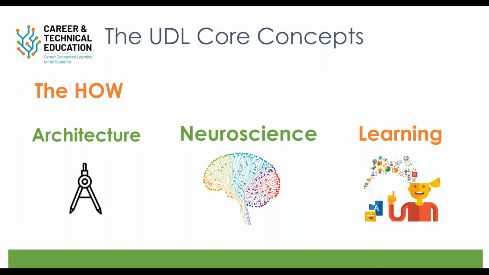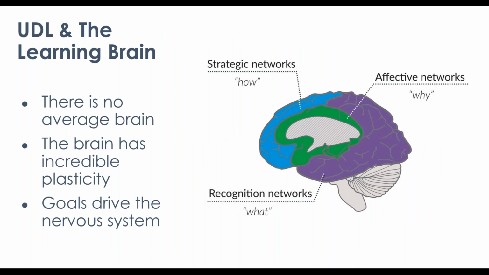Again, we're going to go more into variability at our next session, but we're going to move on into the how now. So we had the why, now we're going into the how. And how is that learning part? So how do we take the variability of UDL and move it into learning application? So UDL and the brain is that idea that there is no average brain, okay? No average brain. And the brain has incredible plasticity.